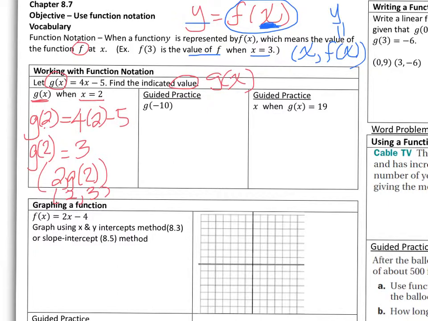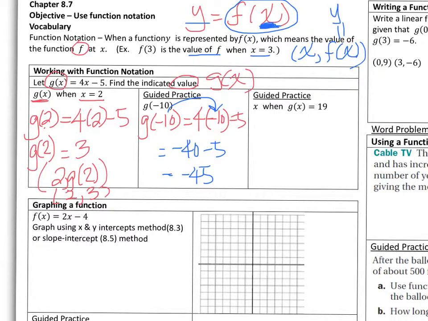Guided practice. Again, what is the value g of x at negative 10? Just take 4x minus 5 and you substitute negative 10 for x. You do the math. 4 times negative 10 is negative 40. Minus 5 is negative 45.